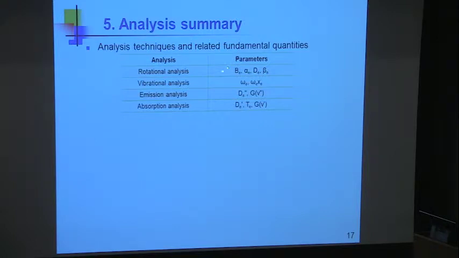Doing rotational analysis, you can solve for the B's and the distortion constants. Vibrational analysis, we care about the vibrational frequency and its anharmonic term. Emission analysis, when you do emission, the variable in the problem is the lower state. Emission is how you study the lower state. Absorption is how you study the upper state, because it's in the ground state and it's going to different higher levels. So there's a strategy for all of this stuff.